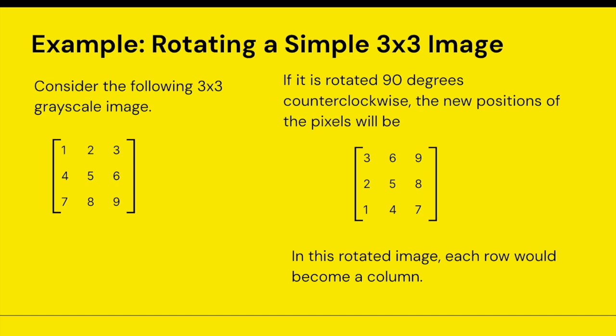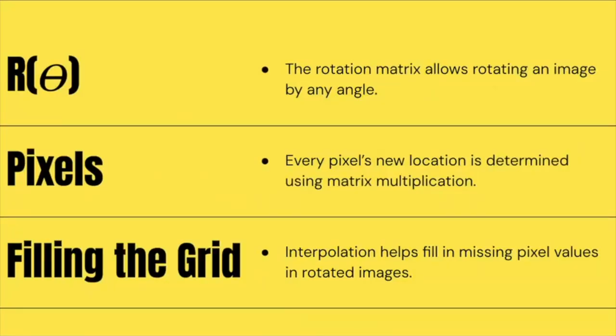Here we have another example where we're rotating a simple 3x3 image. Consider the following 3x3 grayscale image that's represented with this matrix. If it's rotated 90 degrees counterclockwise, the new positions of the pixels will be here, as follows. In this case, each row becomes a column in the rotated image. R theta is a rotation matrix which allows rotating an image by any angle. Every pixel's new location is determined using matrix multiplication, and interpolation helps fill in missing pixel values in rotated images.